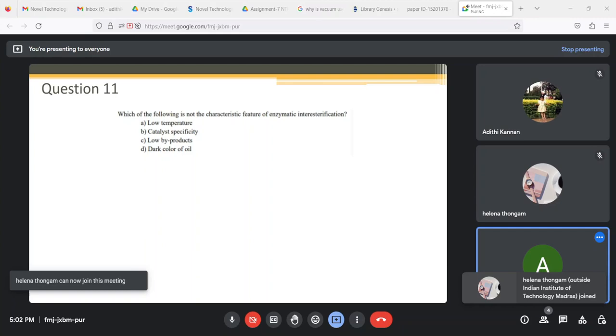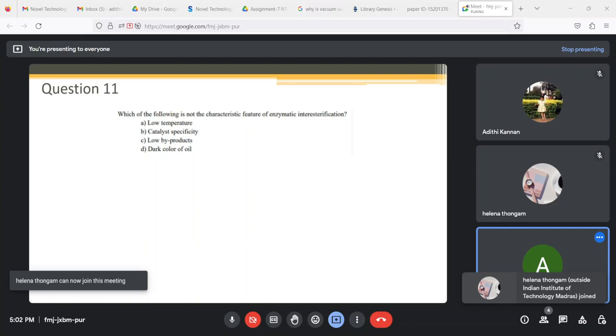Even if you cook in oil, you can see that before cooking your oil will be in a different color, and after cooking your oil will be in a different color. So heat induces this dark color in oil. Since chemical interesterifications are done at high temperatures, that imparts a dark color to the oil.